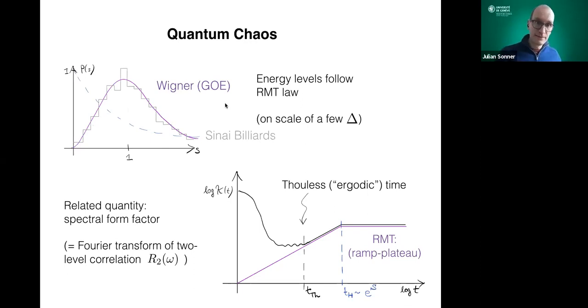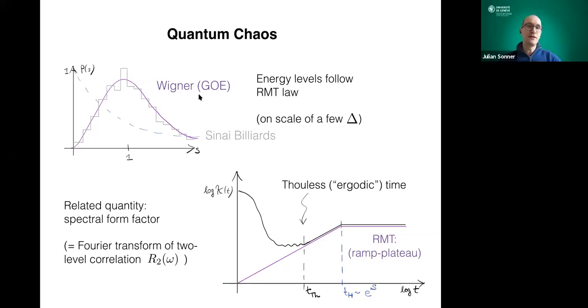Wigner guessed this in the 1930s, and then this became a whole field, basically random matrix theory. It was first developed in nuclear physics by people like Dyson, Mehta, and so on.